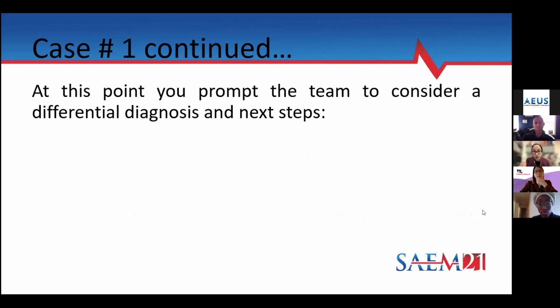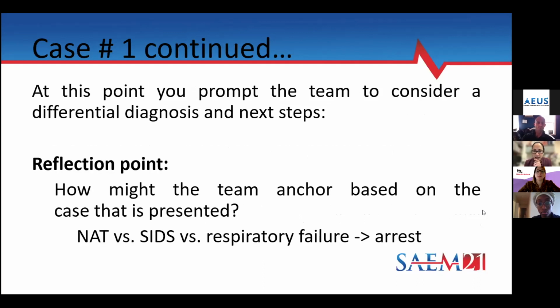And at this point, you prompt the team to consider a differential diagnosis, right, and next steps. So they are actively resuscitating. And here's another reflection point. How might the team anchor based on the case that's presented? Non-accidental trauma versus sudden infant death versus primary respiratory failure leading to the arrest.